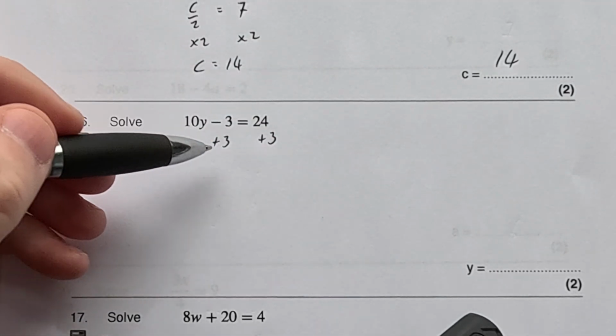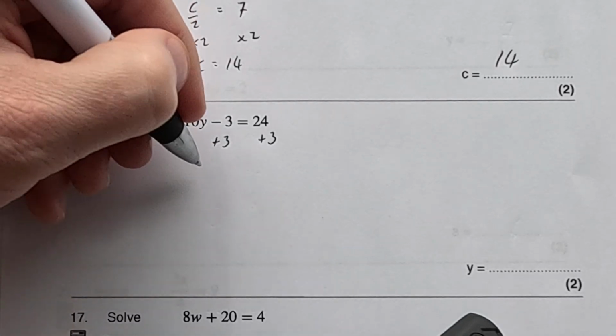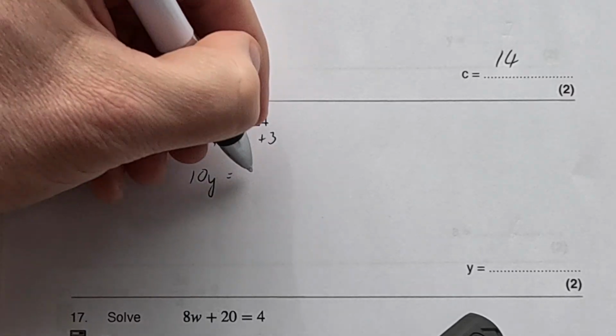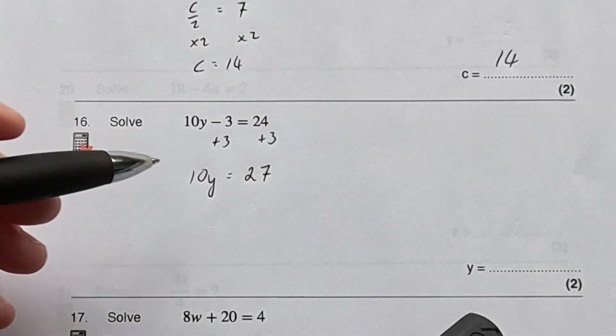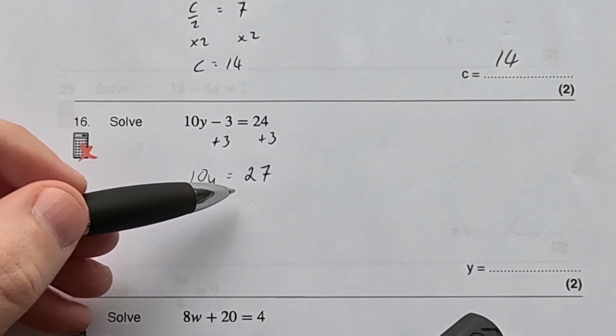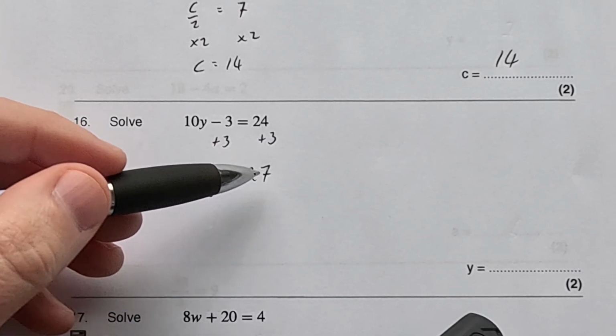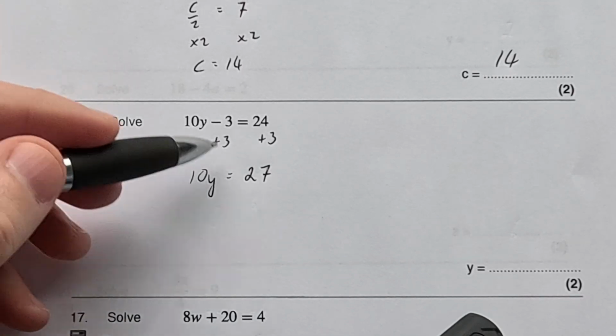On the left hand side, we're adding 3 to get rid of the take away 3, so we'll just be left with 10y. And on the right hand side of the equation, we had 24 plus 3, that's equal to 27. So we've now got that 10y, 10 times a number, equals 27. Already I know this is going to be a decimal number because 27 is not a multiple of 10.